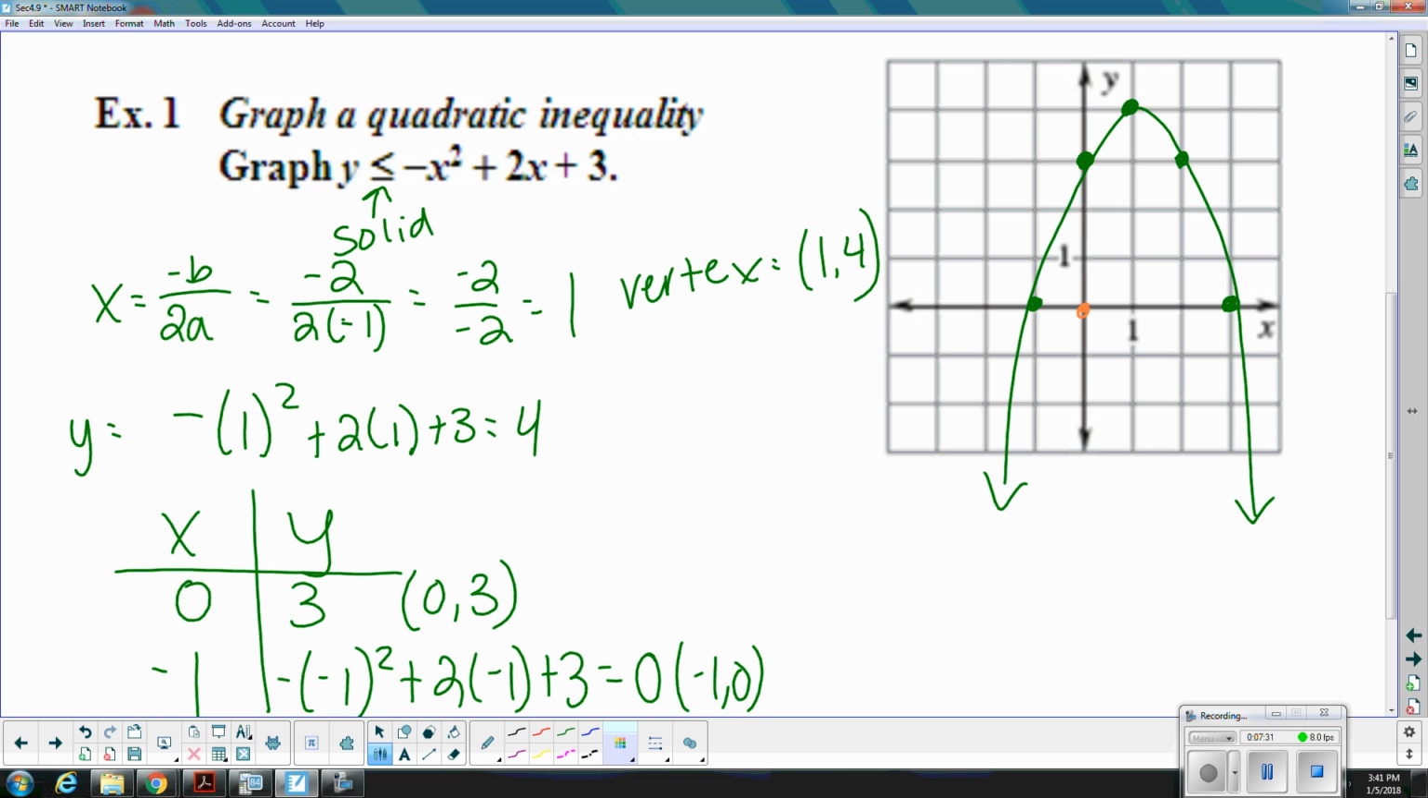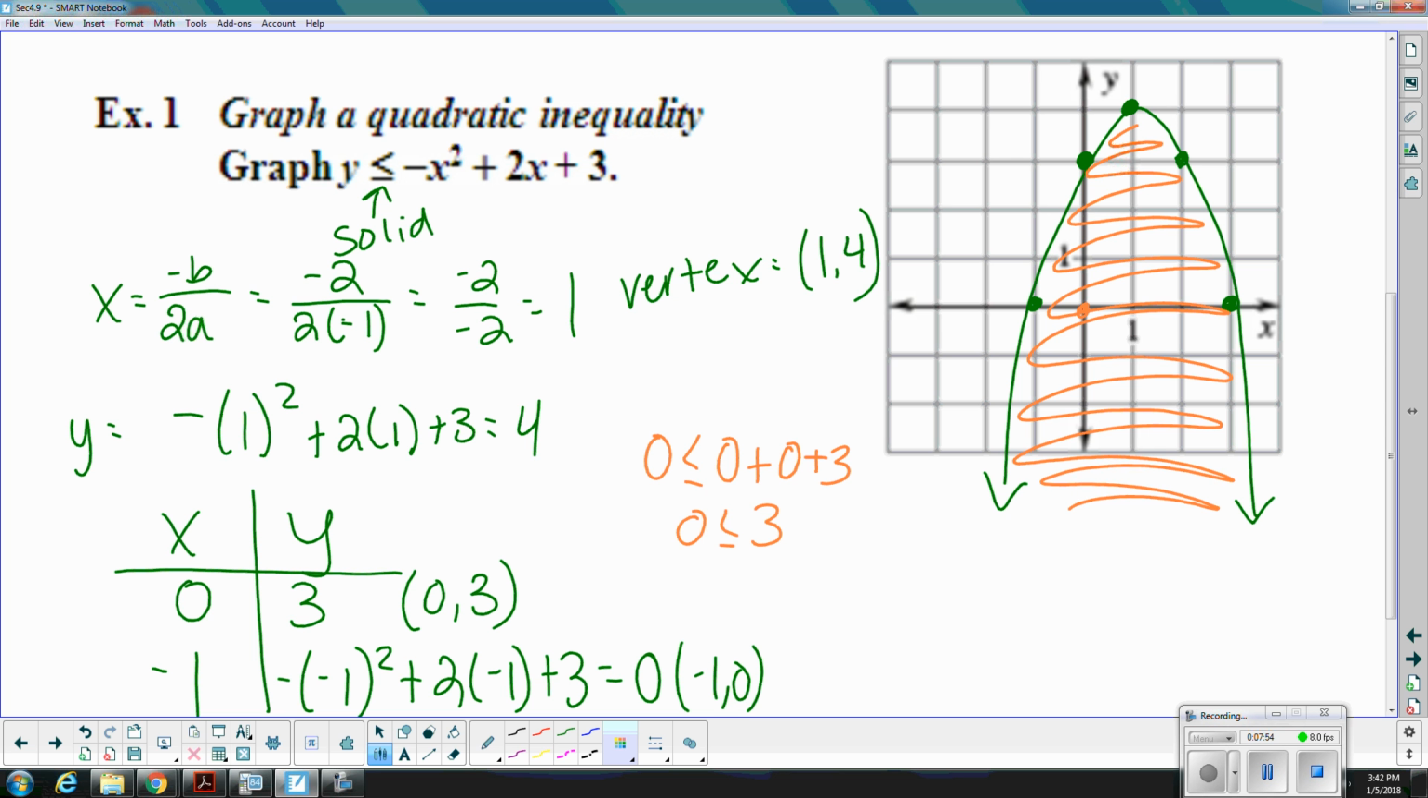So is 0 less than or equal to negative 0 squared, which is 0, plus 2 times 0, which is 0, plus 3? So is 0 less than or equal to 3? Yes, it is. And since that is a solution, that is the area that I'm going to shade.